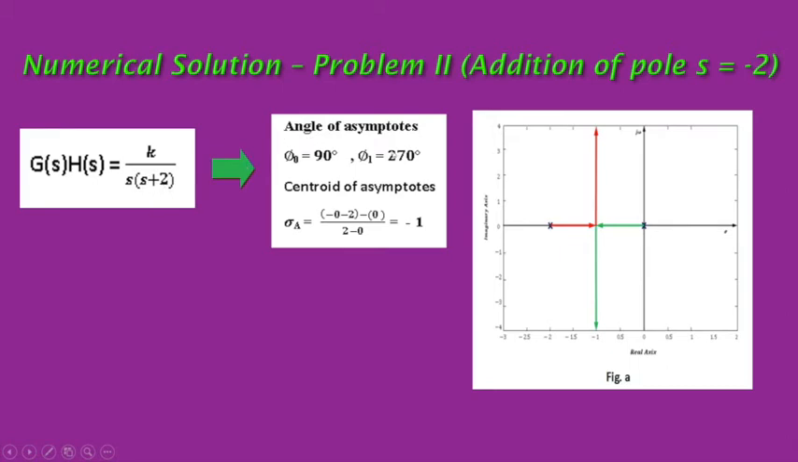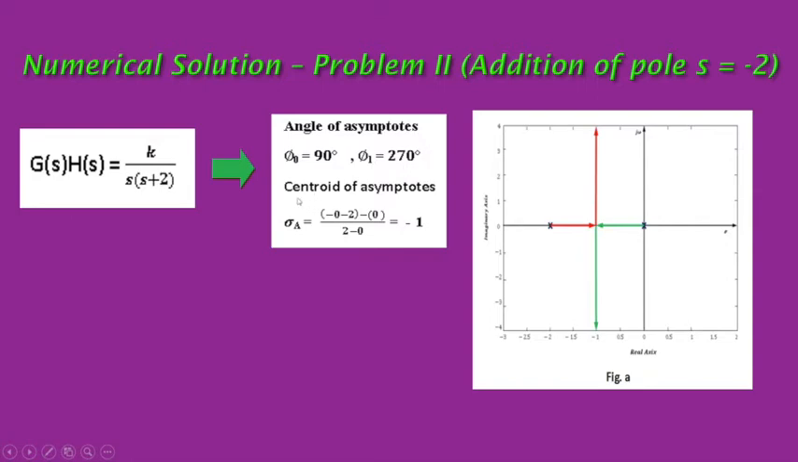Then find the angle of asymptote. P minus Z, there is no Z, so 2 minus 0. That means the number of asymptotes is 2. Then calculate the two angles of asymptote. When q equal to 0, then we get phi 0 equal to 90. And when q equal to 1, then we get phi 1 equal to 270 degree.